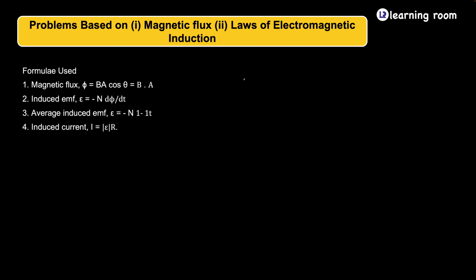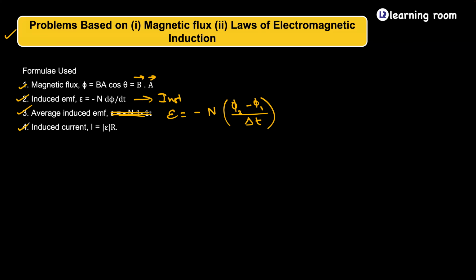Yeah. So now we'll try out some problems that are based on magnetic flux and the laws of electromagnetic induction. Okay. So first one is magnetic flux formula is BA cos theta, or it is also written as B vector dot A vector, and induced EMF is given as minus N into d phi by dt, where N is going to be the number of turns in the coil, right? D phi by dt means it is going to give you the instantaneous value. Suppose you want to calculate the average induced EMF, then it is written as E is equal to minus N into phi 2 minus phi 1 divided by delta t. Or you can just write it as delta phi by delta t also, right?